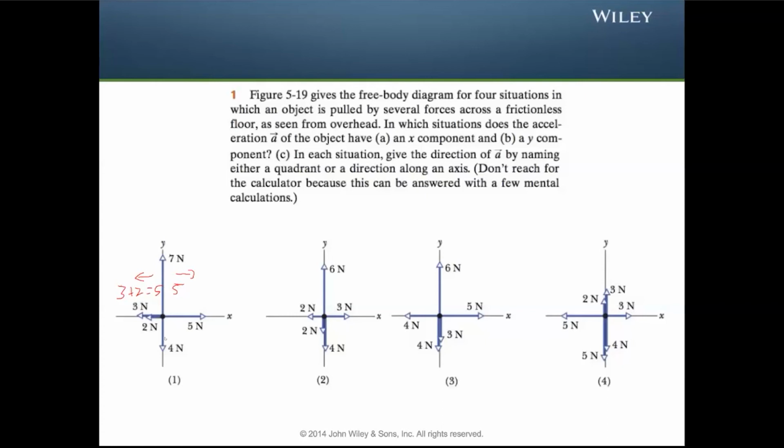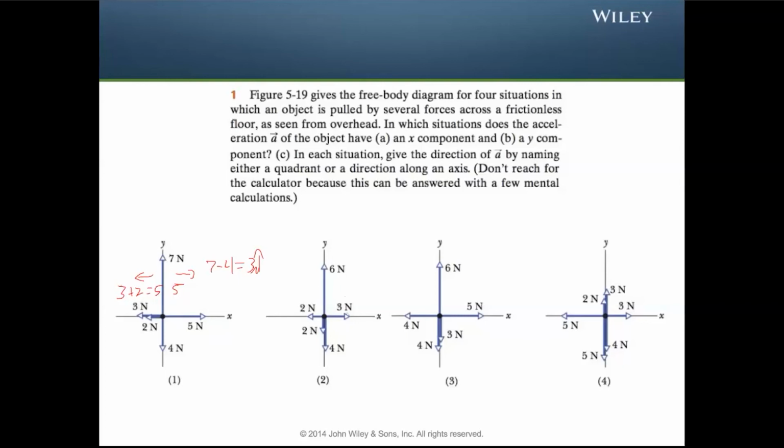Okay, so now the y. In the y direction, you have 7 moving up and 4 moving down, so this just becomes 7 minus 4, right? You have a net positive 3 newtons in the upwards direction. So this thing is accelerating in the positive y direction. Hopefully you get the gist of it.